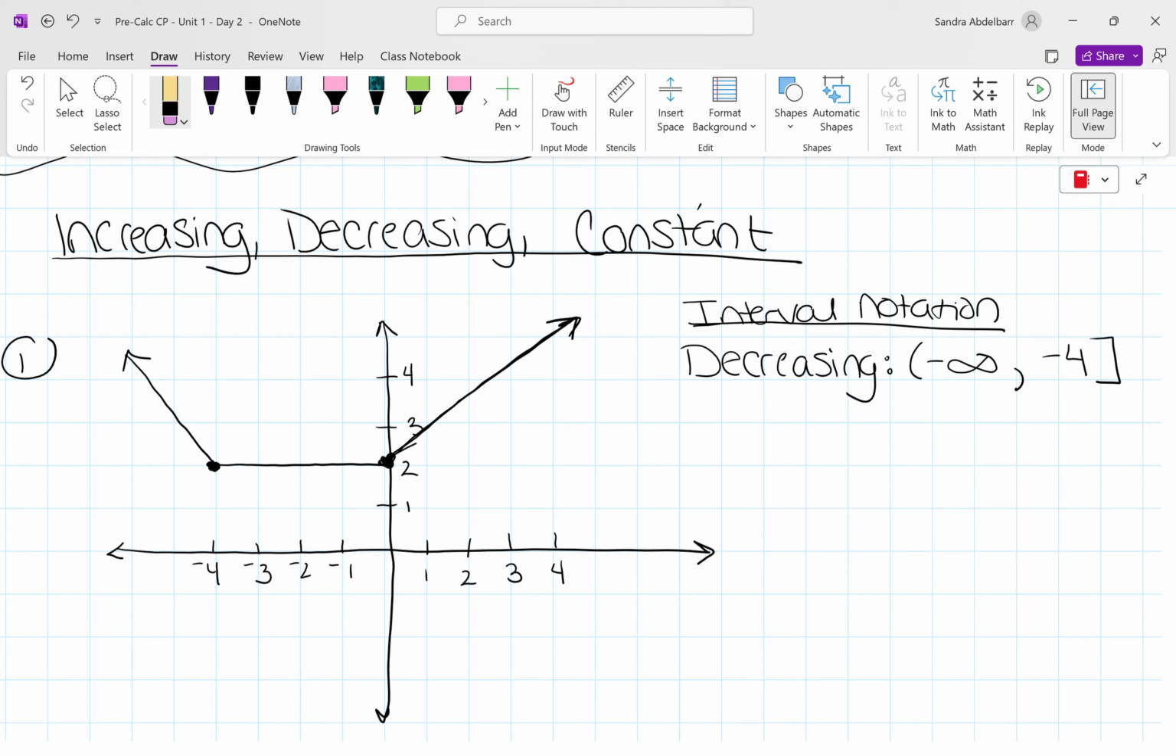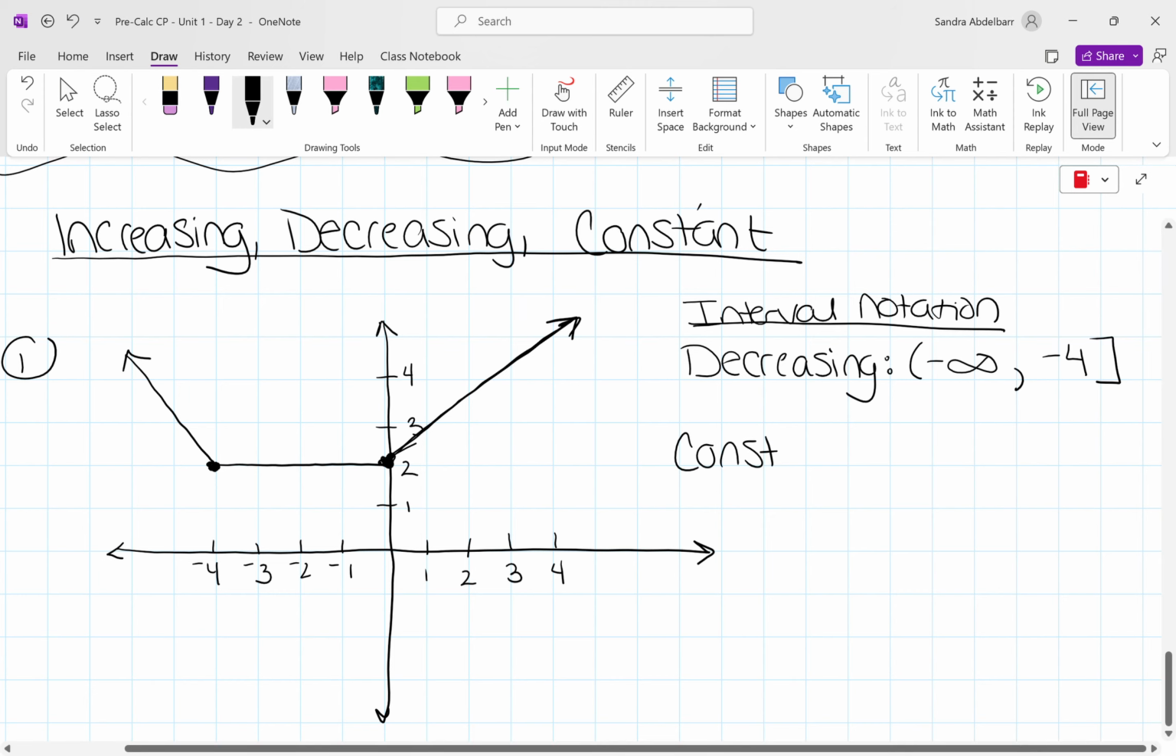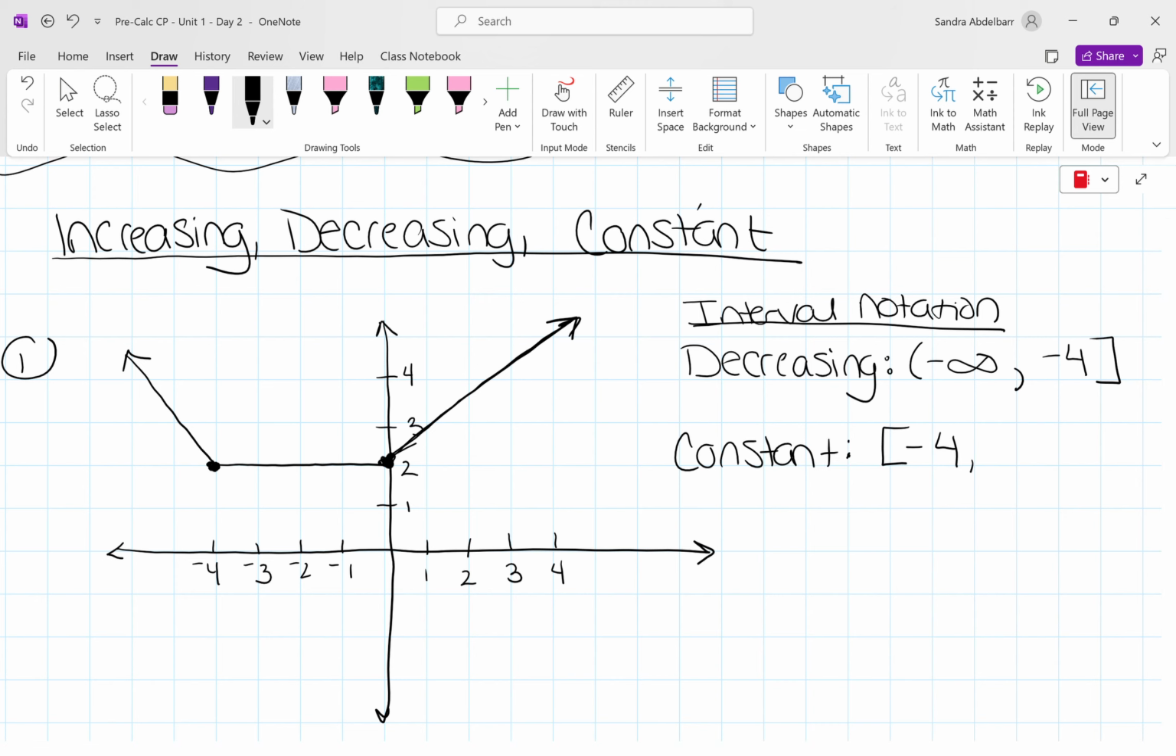Okay, so now let's keep going. We got our decreasing. Now we have our constant phase. From what number to what number are we constant? -4 to 0. Are both of those numbers included for the constant? Yes. So now we say constant is square bracket -4 all the way to 0 on the x. Both are included.